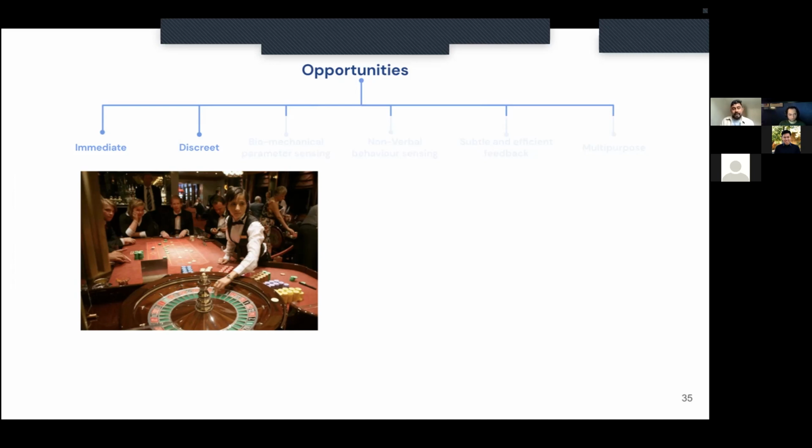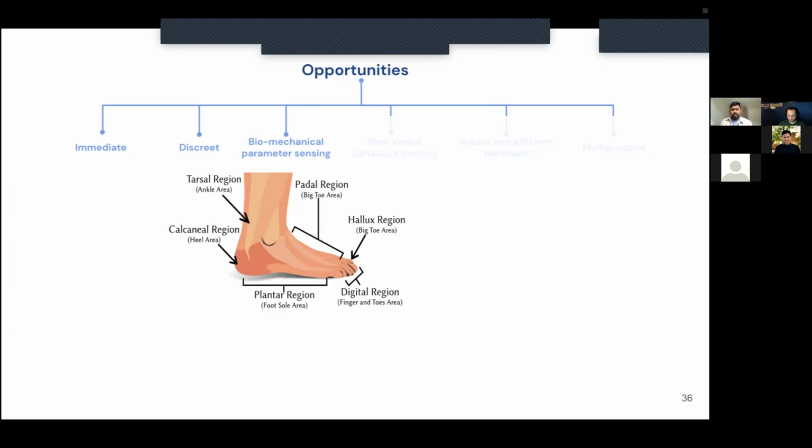So this is the quality that Edward and Shannon used in their casino roulette application. In this image, you can see our lower extremity is quite invisible. So you can use these interfaces as discrete interfaces. And most importantly, we can use our foot to sense a lot of biomechanical parameters, such as center of pressure, or gait parameters, such as our gait speed or step time.